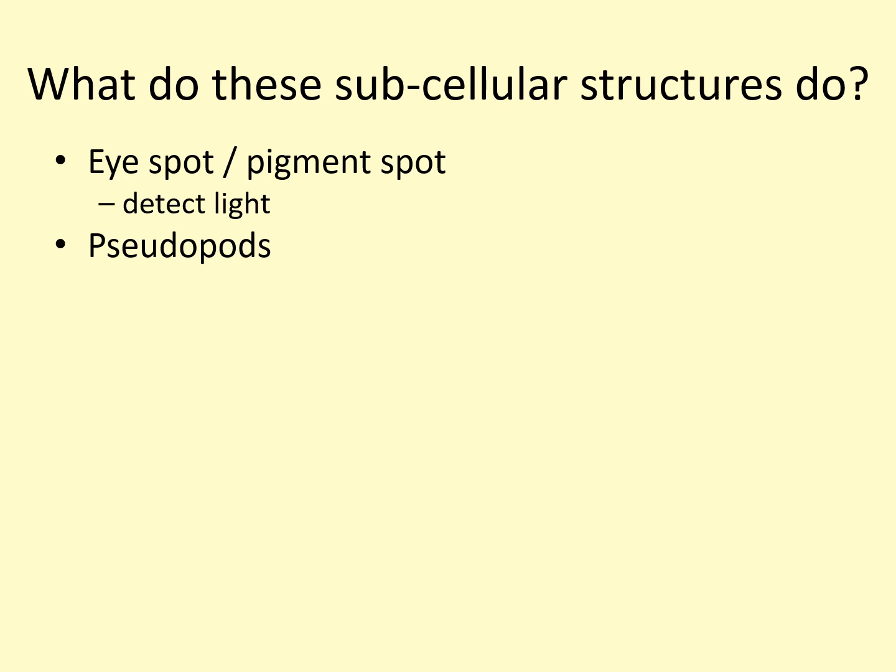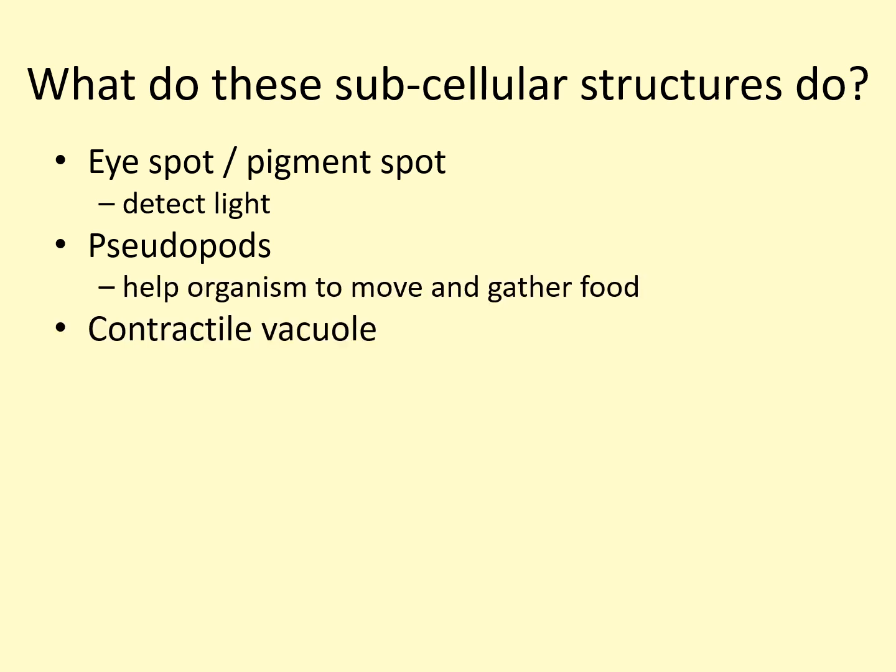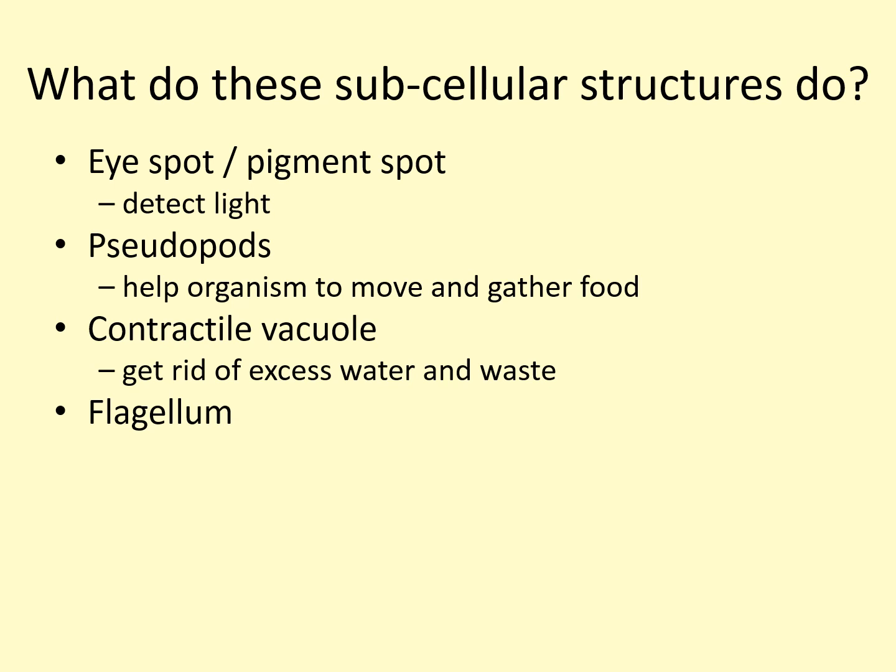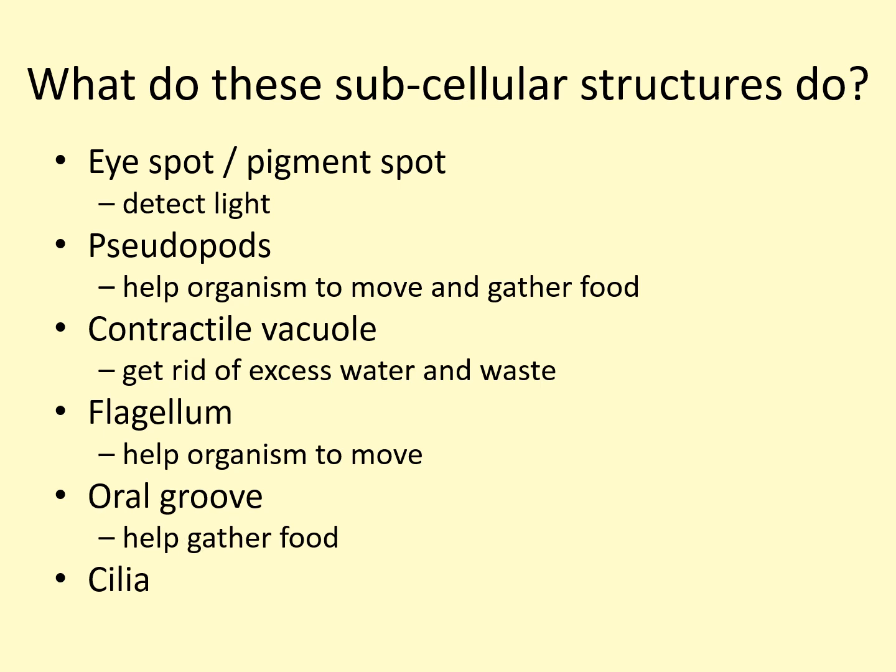The eye spot, also sometimes called the pigment spot, detects light. The pseudopods help the organism move, so that applies to the amoeba, where they change their shape and make a sort of foot to help them move. The contractile vacuole gets rid of excess water and also waste. The flagellum helps the organism to move, so it's a bit like a tail. The oral groove helps to gather food instead of a mouth. And the cilia also help the organism to move, and we'll come back to cilia in the body systems topic.